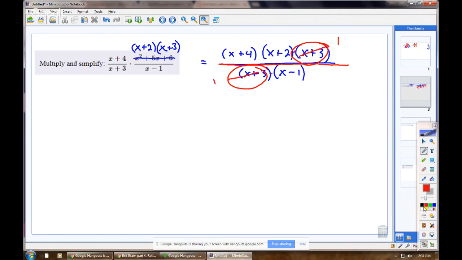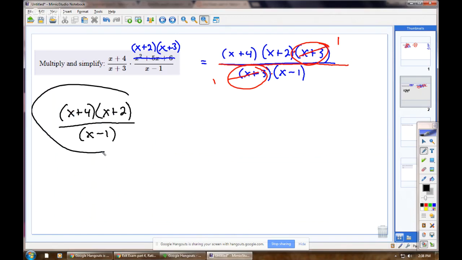And so cleaning this up, 1 times stuff in the top is the other stuff in the top. So I'm going to get an x plus 4 times an x plus 2 divided by x minus 1. And I wouldn't recommend multiplying this out because I can clearly see nothing else cancels. So this would be my answer. Let's try another.